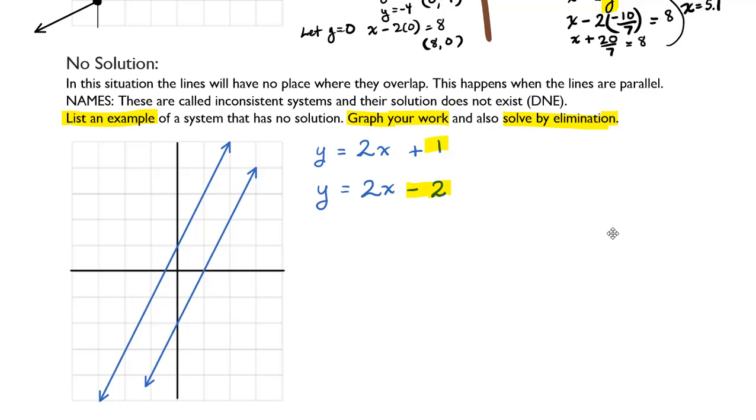And so there you have it. We have two lines that are parallel to each other that have different y-intercepts but the same slope.